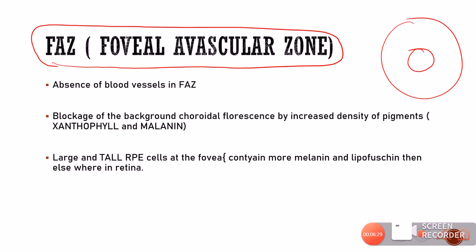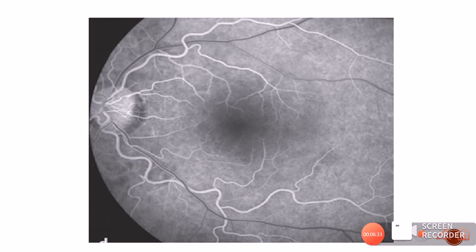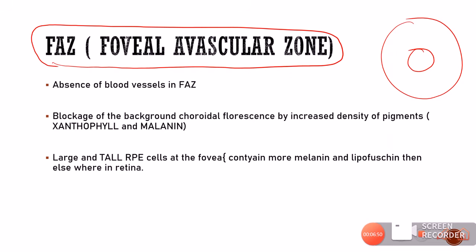Now the question arises as to why do we see that dark image? So this is the foveal avascular zone, that is the zone in which there are no blood vessels. And why is this area blackish in color, whereas the other retina, as you can see, is showing a choroidal fluorescence? The reason is that, number one, there are no blood vessels present in the foveal avascular zone. Since there are no blood vessels present in the foveal avascular zone, there will be no fluorescence.